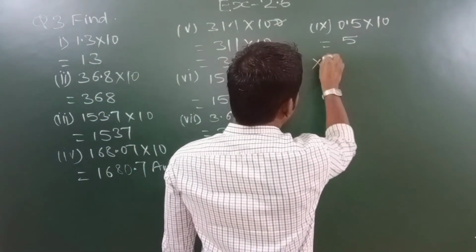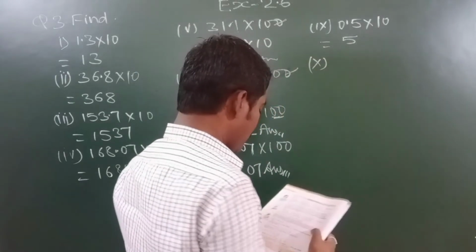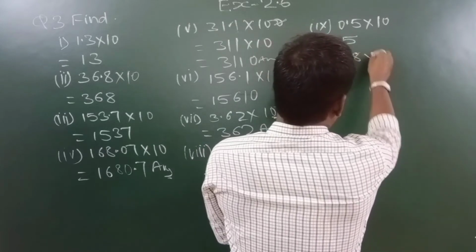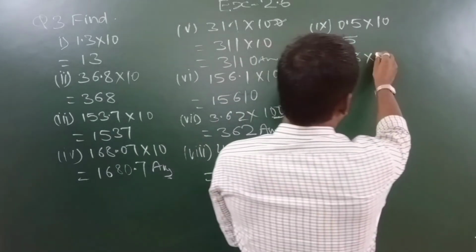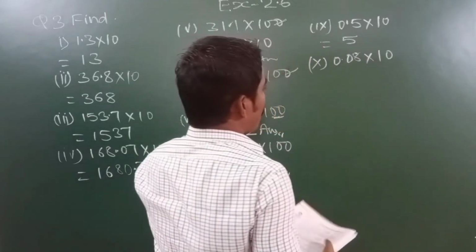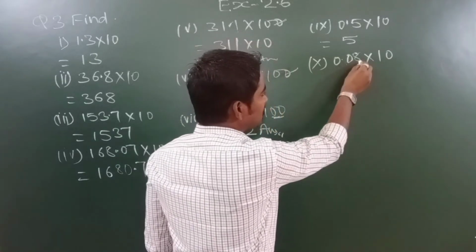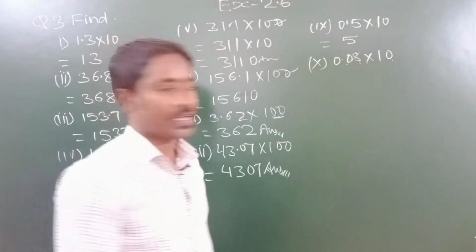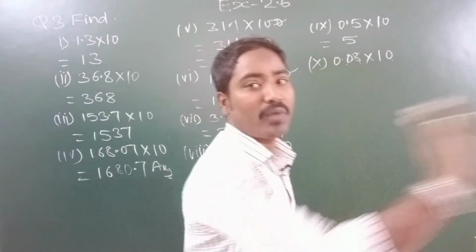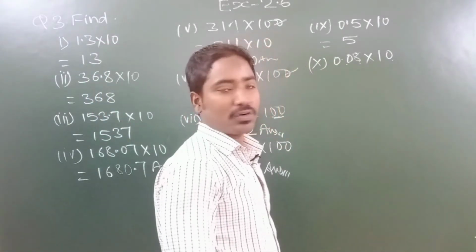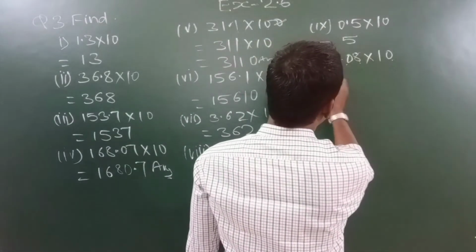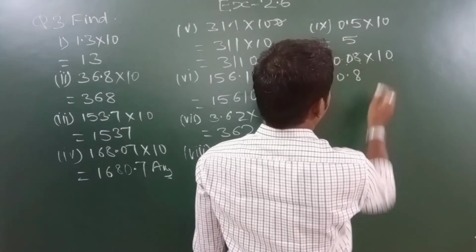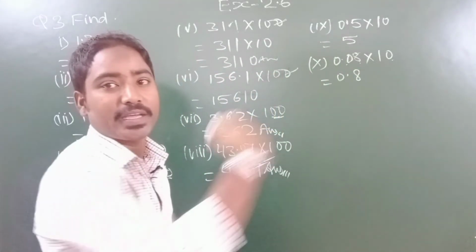Now moving to the next segment, segment number 10. It is 0.08 multiplied by how much, 10, students. Now here we are having 2 digits after the decimal, but here it is only multiplied by 10. So the decimal will shift 1 digit towards the right. It was 0.08, so it will become 0.8 only. We will shift it by one place.